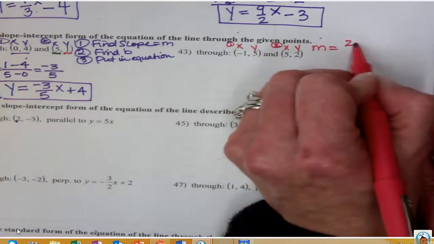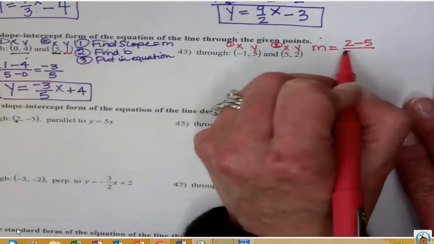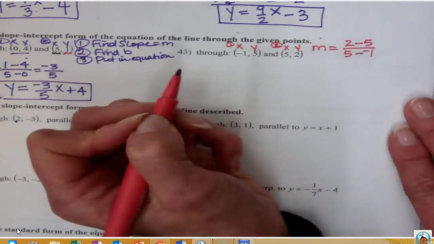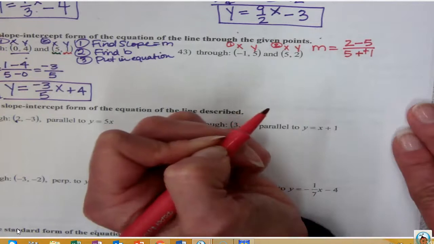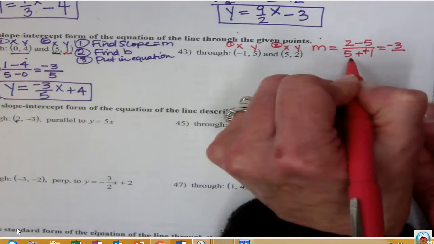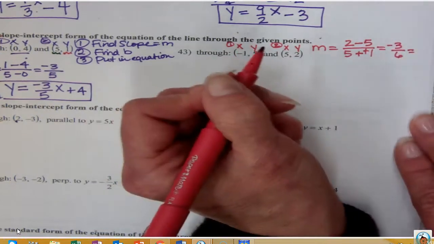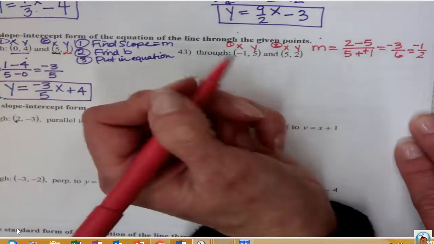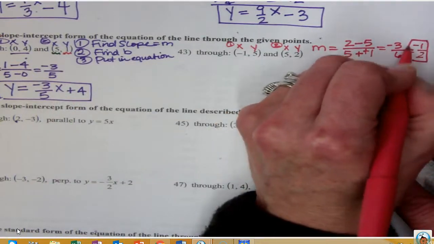So, 2 - 5 over -5 - -1. When I have a negative minus a negative, I'm going to put those both positive, and I get -3 over 5 + 1 = 6. When I reduce that, I'm going to get -1/2. So this is my m. This is my slope.